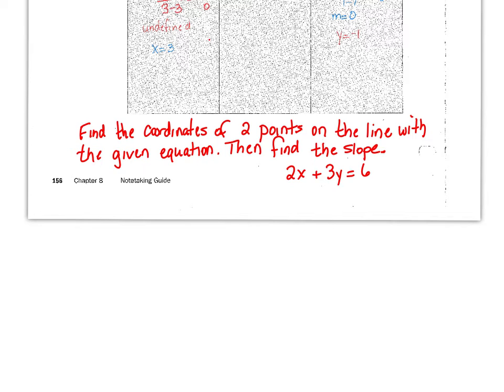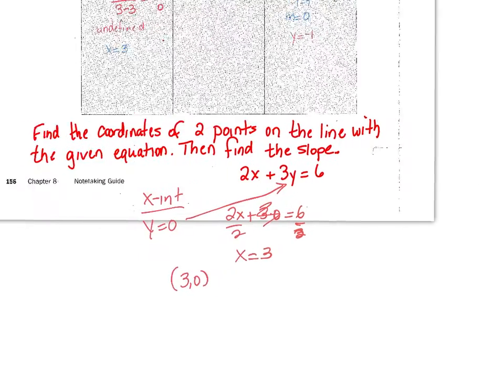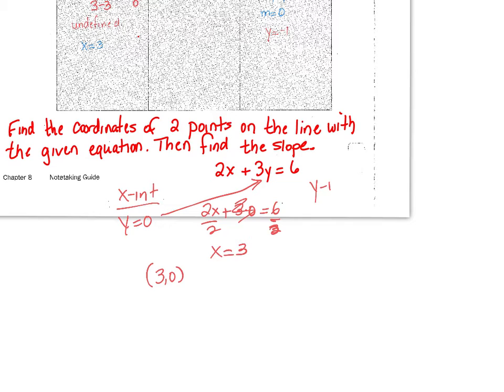Remind me that we're going to do, well, we'll just do it now. It says find the coordinates, 2 points on the line with the given slope, then find the slope. I'm just going to find the intercepts. X-intercept, y equals 0. So I'm going to plug 0 in there. So it would be 2x plus 3 times 0 equals 6. That goes away. Divide by 2. And x is equal to 3. So that's an ordered pair. 3, 0. Okay? Find the y-intercept.